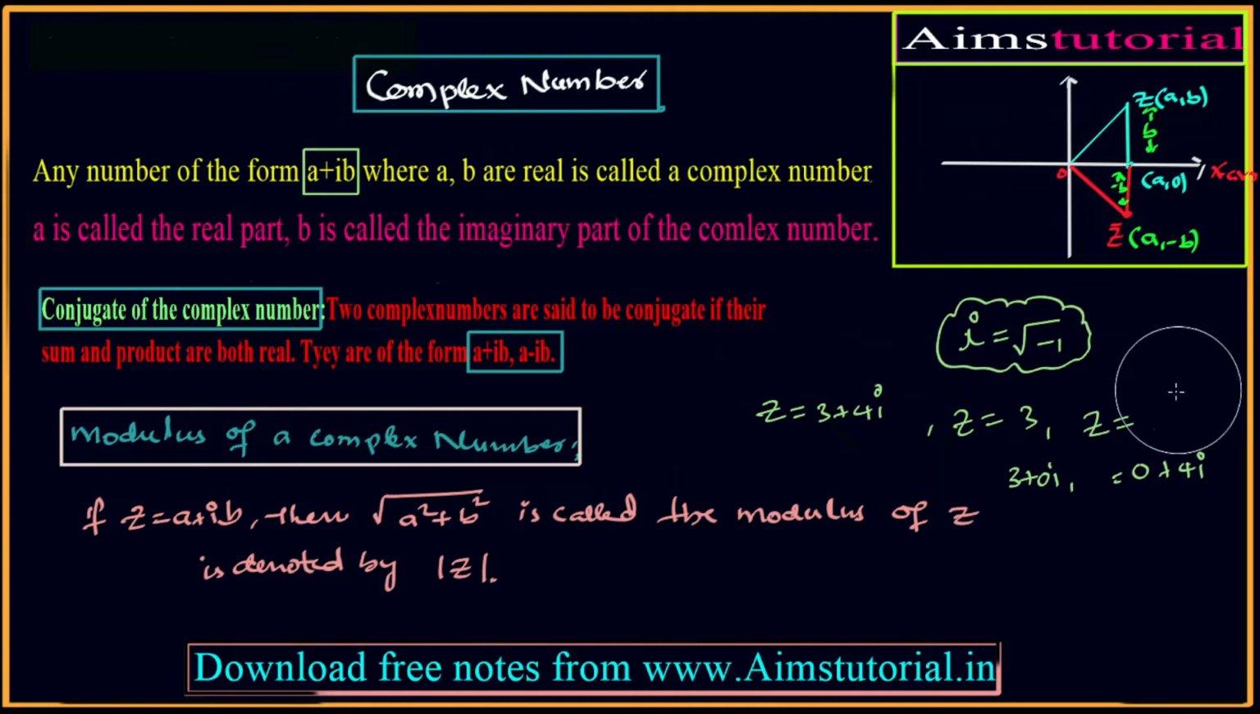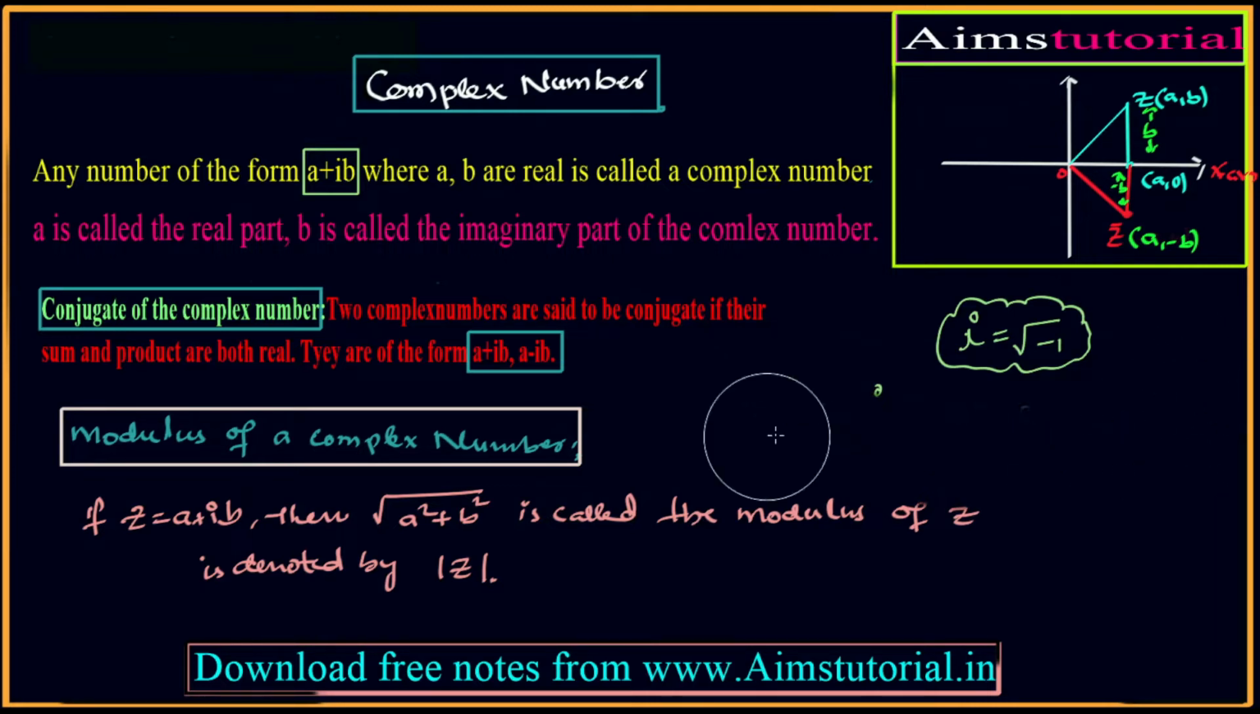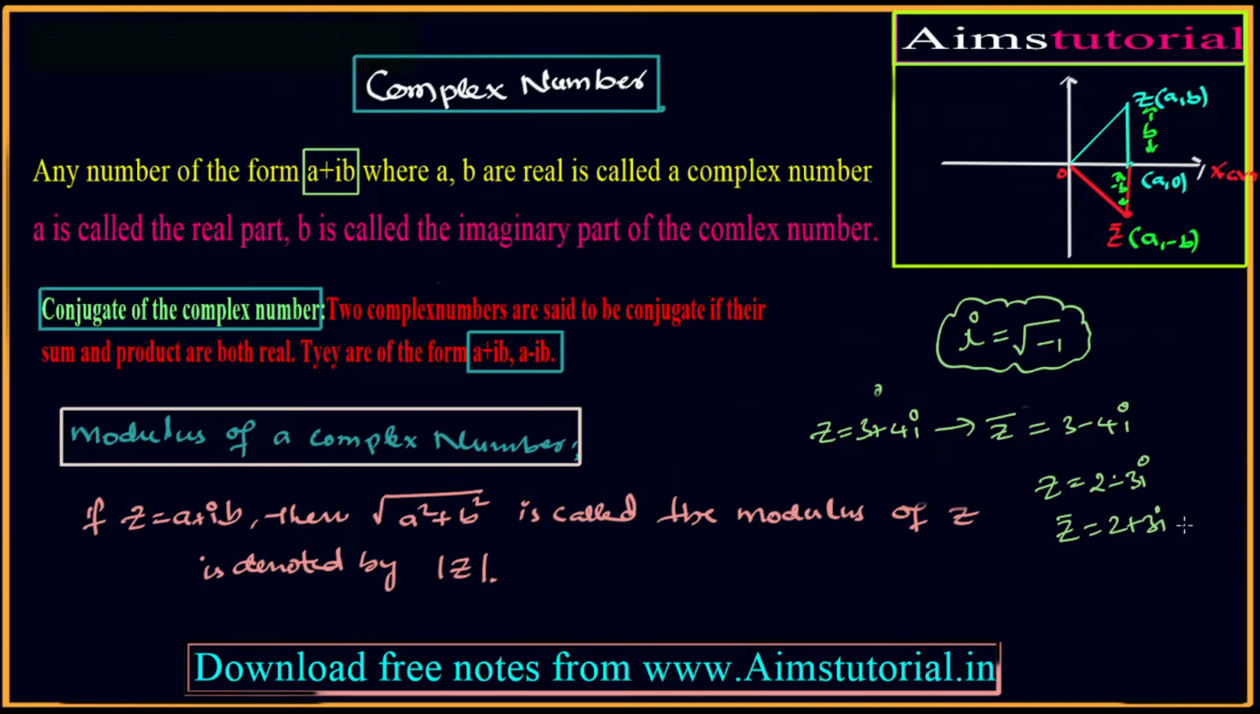For example, z is any complex number in the form 3 plus 4i, then its conjugate is denoted by z bar, that is 3 minus 4i. Vice versa, if z equals 2 minus 3i, then its z bar is 2 plus 3i. We just have to change the sign before i. If a plus ib is there, its conjugate is a minus ib. And the conjugate of a minus ib is a plus ib.